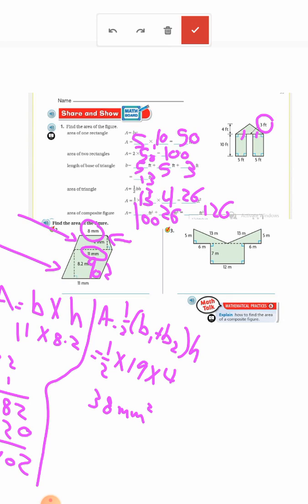That's all? No. So we have here to add them together. 902 here, we forgot to put the decimal point. 902, but it's 90.2 plus 38. It gives me 128.2 millimeter square. Okay.